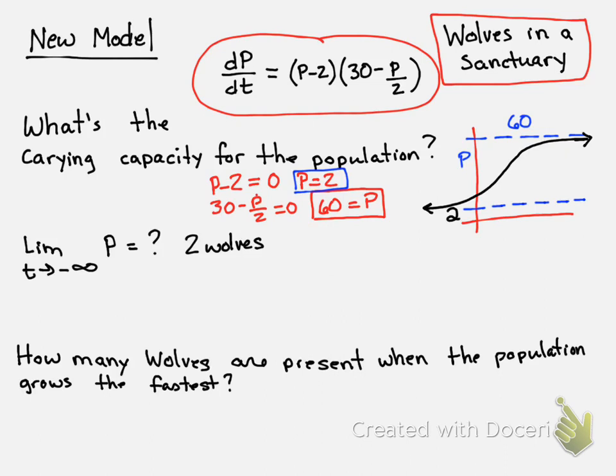And then how many wolves are present when the population grows the fastest? Well, we're going to be at this midway point again. That's where our slope is the greatest. That midway point will be halfway between 60 and 2, or the average of 62, which is 31. So at 31 wolves, that's when we grow the fastest.